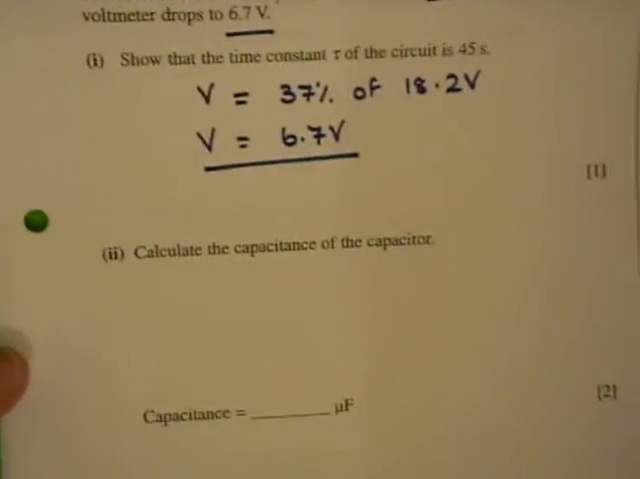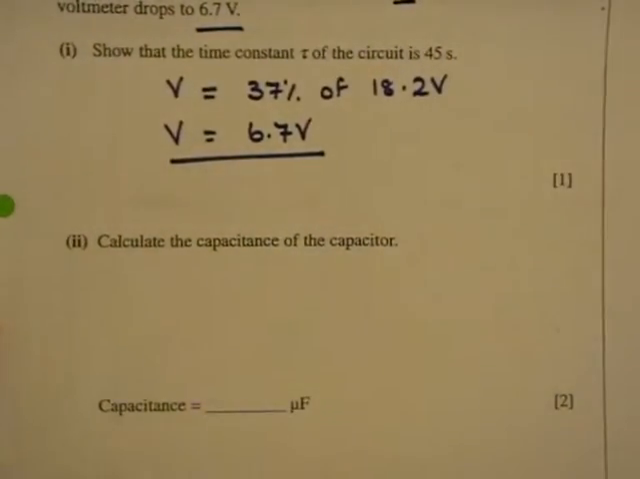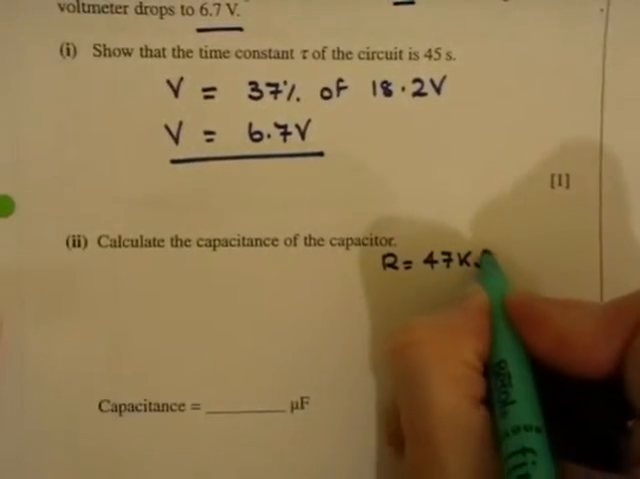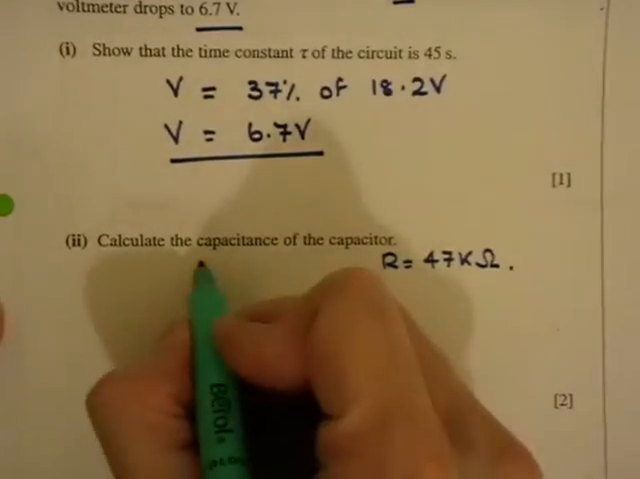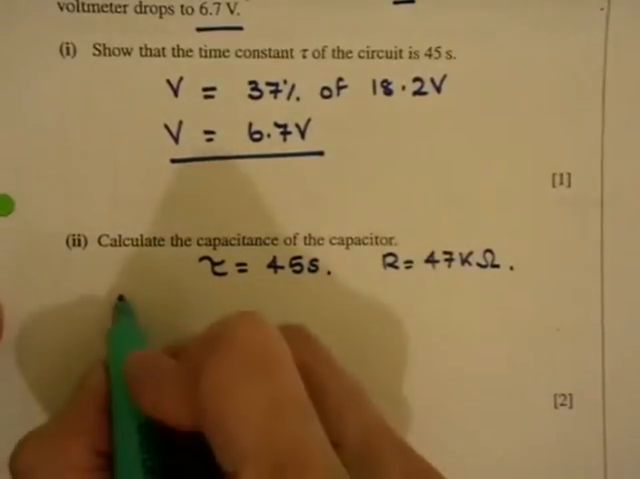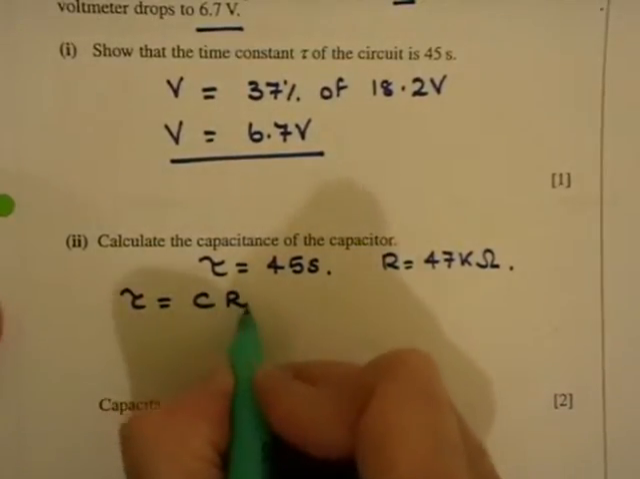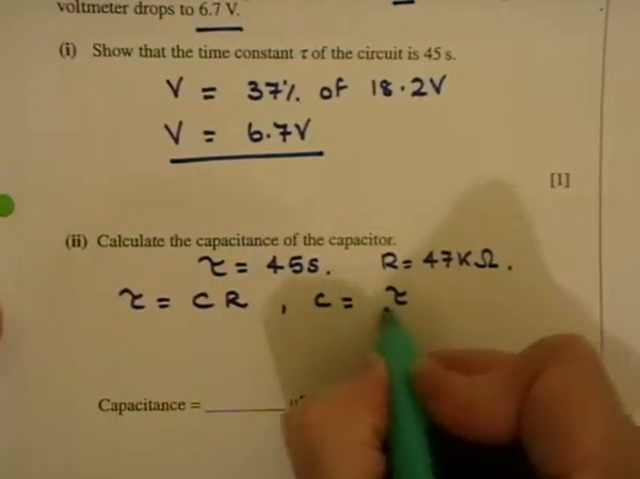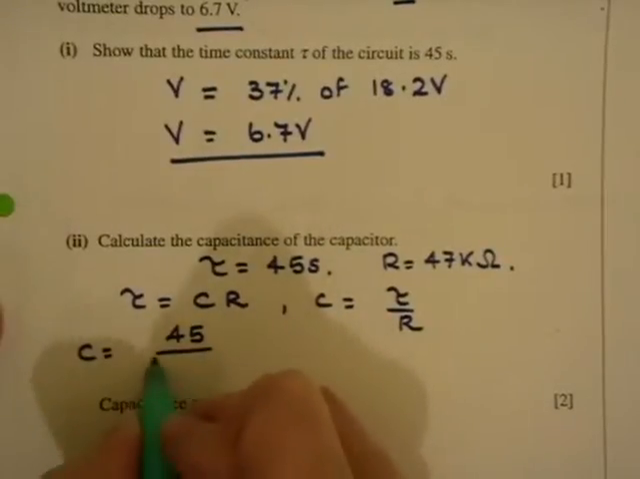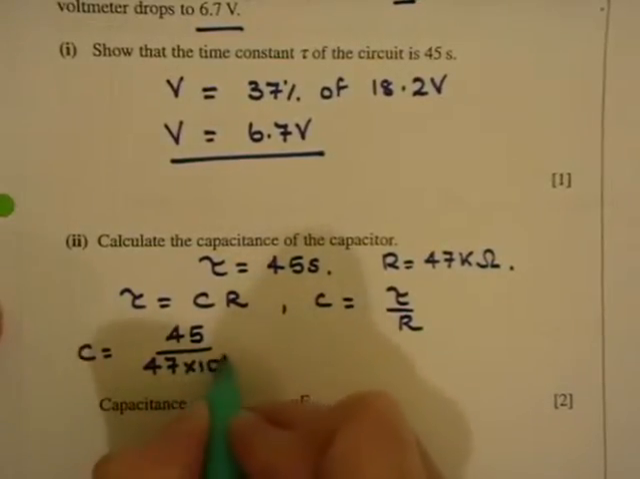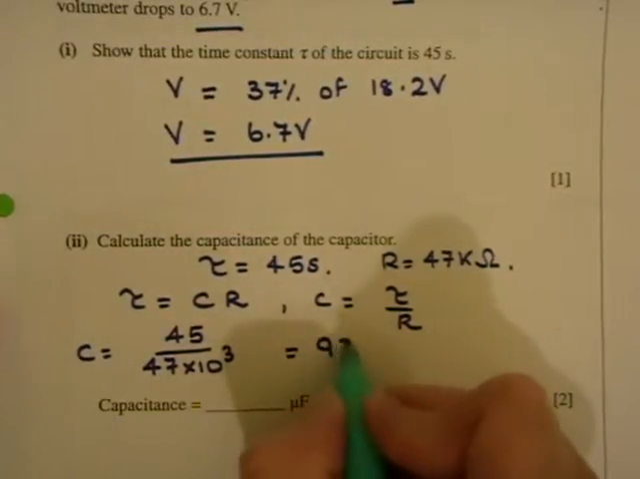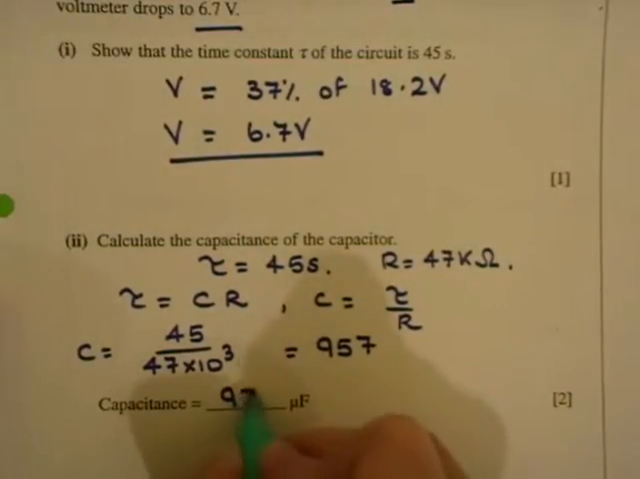Next bit of the question, calculate the capacitance of the capacitor. In the question you were told the resistance was 47 kilo ohms. You know the time constant tau now from the question above is 45 seconds. And you know the equation tau is equal to C times R. So therefore C is equal to tau over R. So C is equal to 45 over 47 kilo ohms, which is 47 by 10 to the 3. And that comes out to be 957 microfarads.